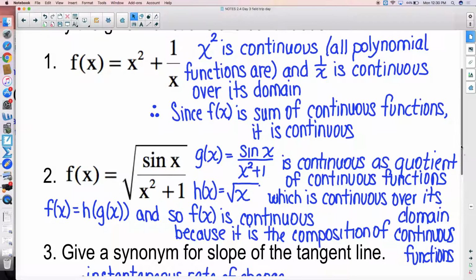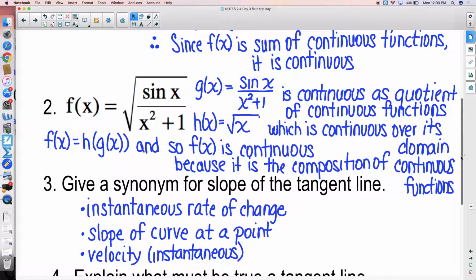So for number 1, we could talk about the different pieces. X squared is continuous, but again, give a reason. All polynomial functions are continuous, meaning over the reals. 1 over x is continuous over its domain. Therefore, since f of x is the sum of continuous functions, f of x is continuous. You want to be that clear about what you're talking about.